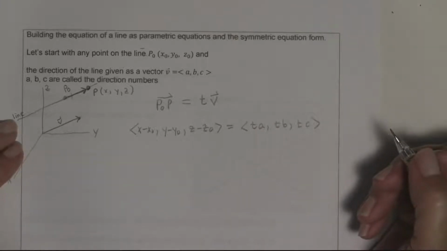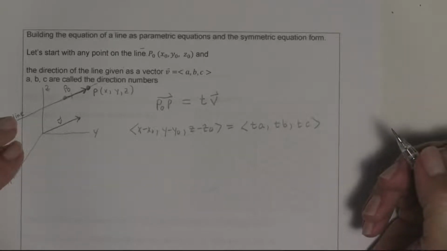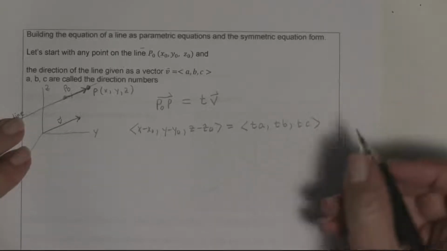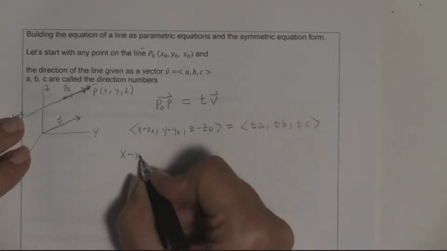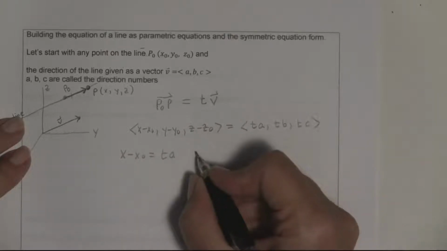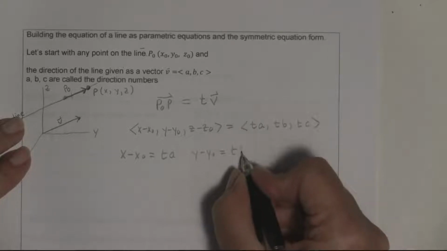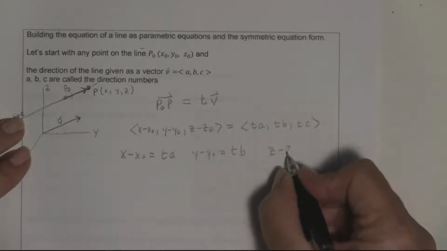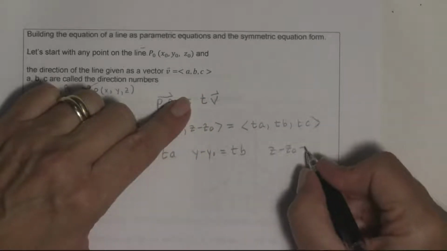And then with vectors you can equate the components. So that's the next thing that I'm going to do, is I'm going to equate the components. So this would be x minus x naught equals TA, and then y minus y naught equals TB, and z minus z naught, equating the last pieces, is TC.